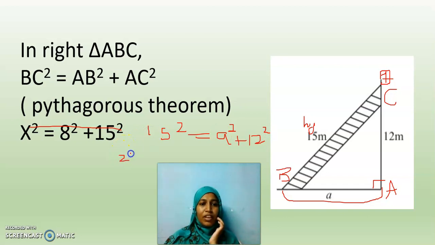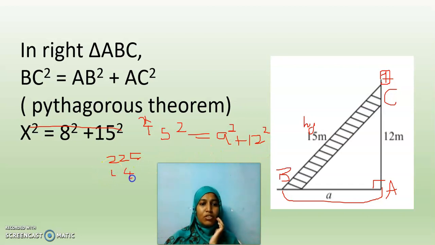So what is 15 squared? See, 5 5s are 25. I will do it very easily. 5 5s are 25. What is the next number after 1? 1, 2, no? So I will multiply with 2. So 1 2s are 2. I will place it in front. So 225 is 15 squared. And I know 12 squared is 144.